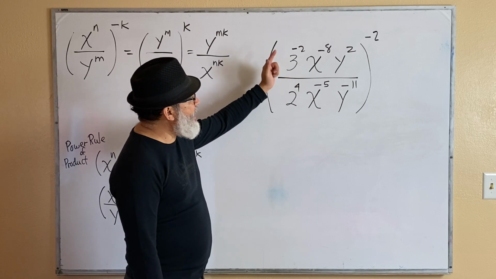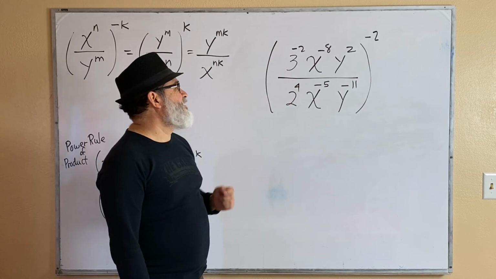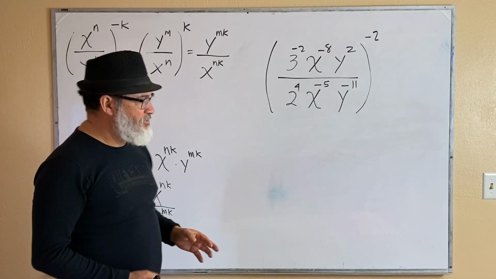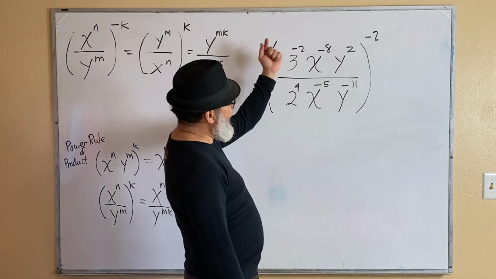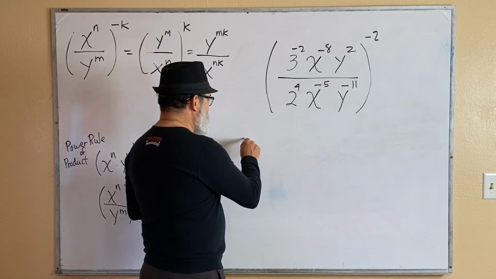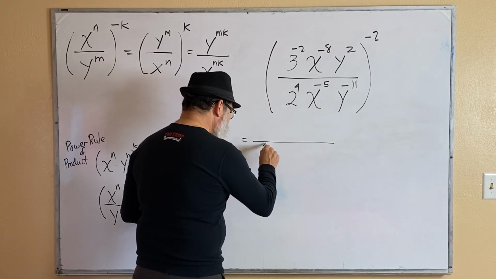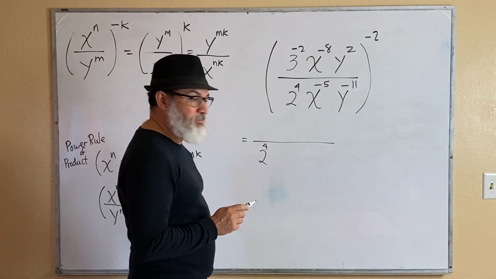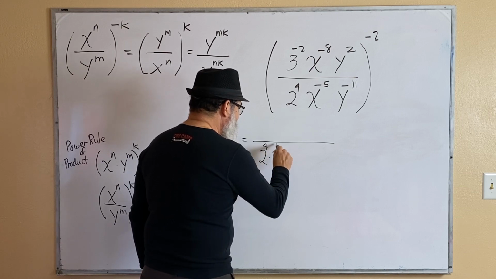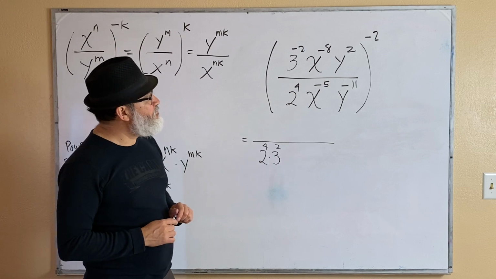If we bring it down, actually, let's bring it down because I want everybody to simplify the house. Bring this down, this power becomes positive. I'm trying to simplify the house. So this becomes the following. That's 2 to the 4th times 3 to the 2nd. You see, the power became positive.